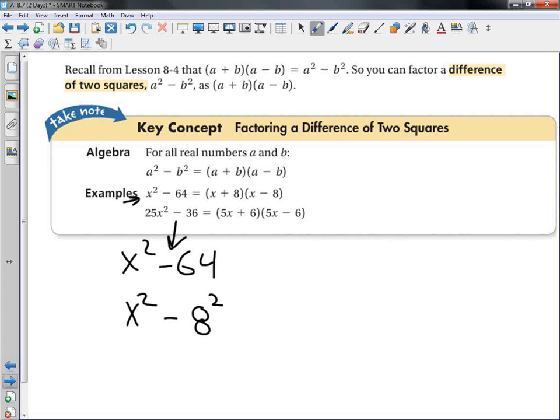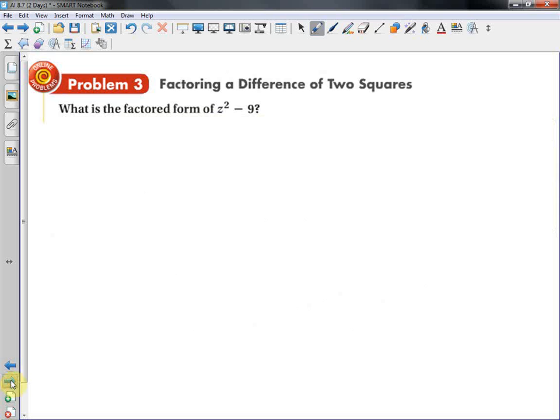When we have two squares like this, the answer can be written as simply x, the first term, and 8, the second term, twice, and one's a plus and one's a minus. It doesn't matter which way you put it, first or second, but it's going to look like that. All right, so let's move forward and try one out.